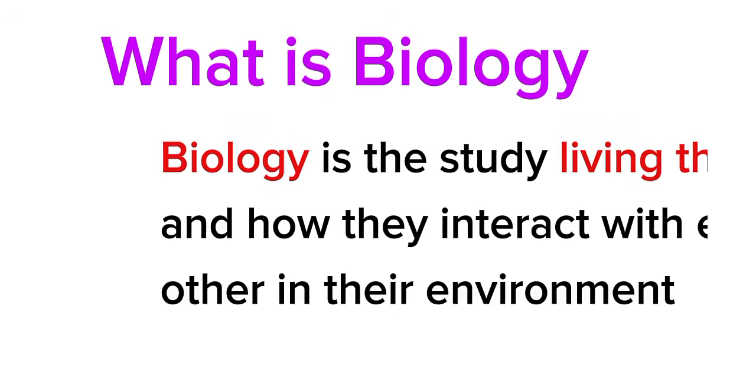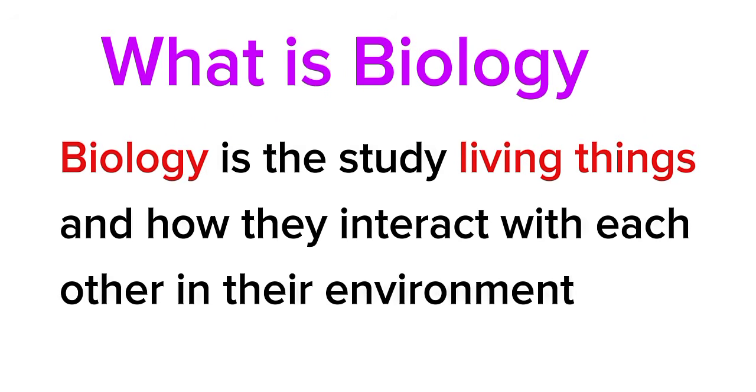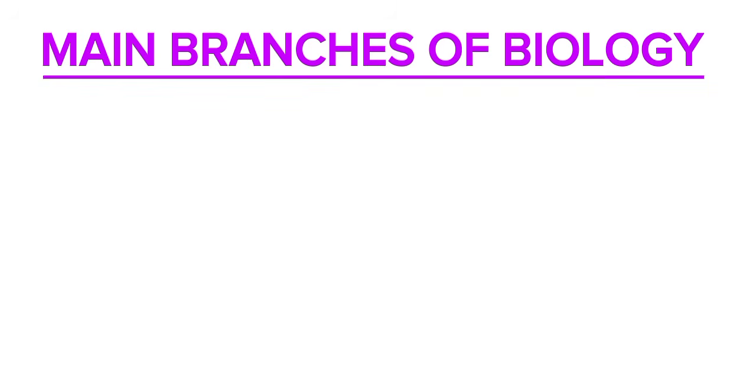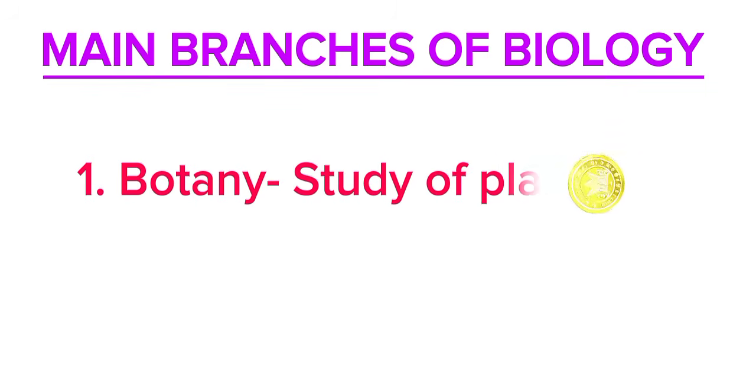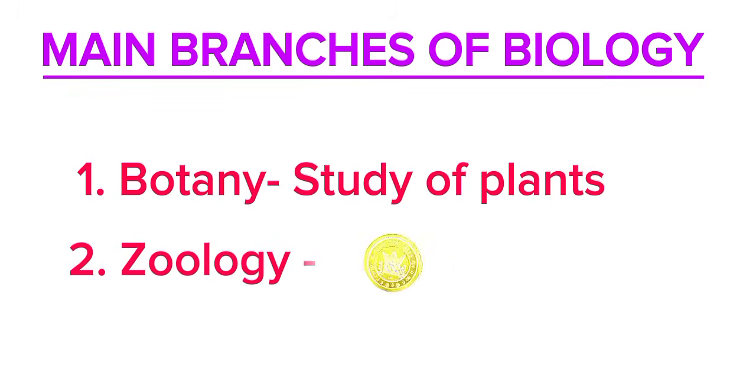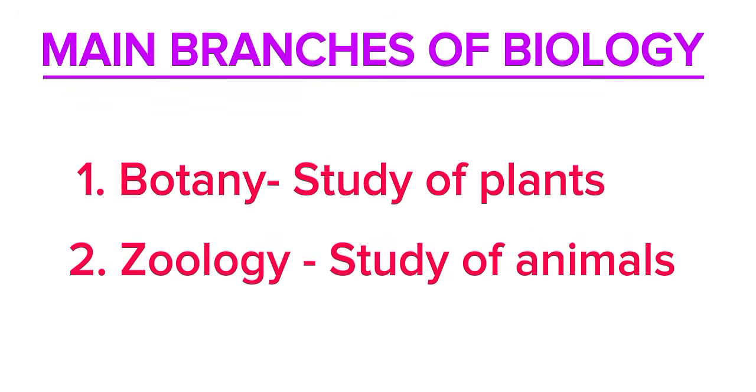Meaning of biology. Biology is the study of living things and how they interact with each other in their environment. Two main branches of biology. Number 1, botany, the study of plants. Number 2, zoology, which is the study of animals. So these are the two main branches of biology, botany and zoology. Botany, study of plants, and zoology, study of animals and their behavior.